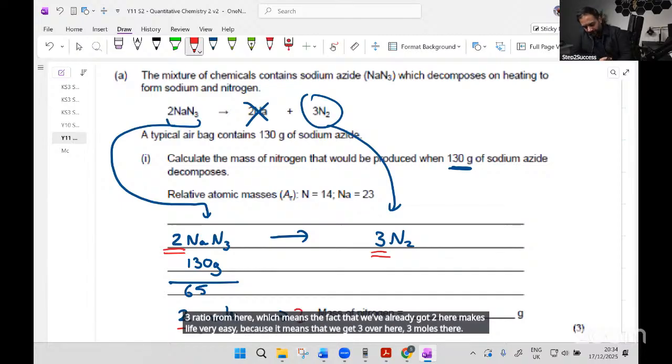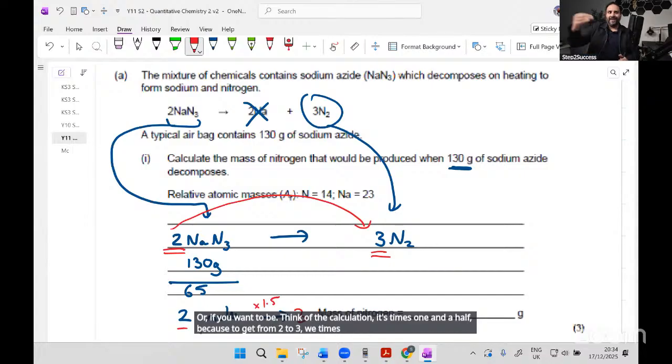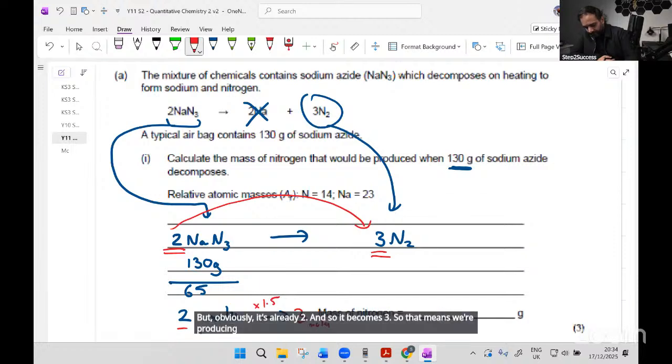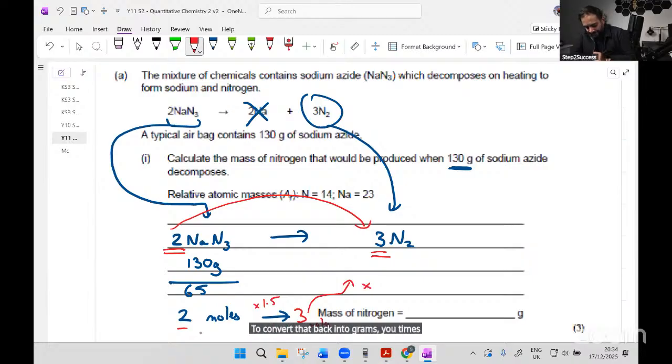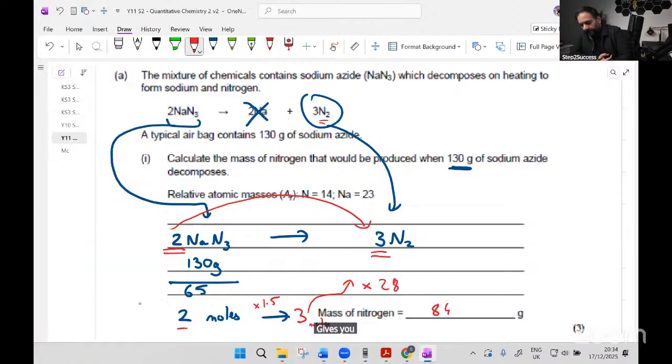Or if you want to think of the calculation, it's times 1.5, because to get from 2 to 3, we times by 1.5. We do the same thing here, but obviously it's already 2, and so it becomes 3. So that means we're producing 3 moles of nitrogen. To convert that back into grams, you times by the MR of nitrogen. Just be careful, it's N2. So it's times by 28. So 3 times 28 gives you 84 grams for the answer to that question.